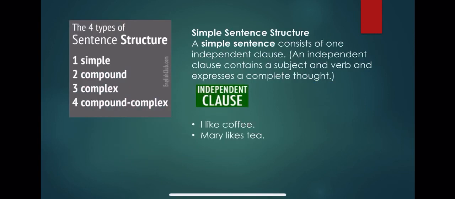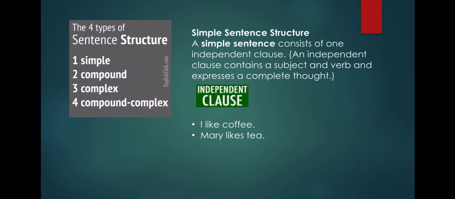The four types of sentence structure. You have simple, compound, complex, and compound-complex. The simple sentence structure: a simple sentence consists of one independent clause, an independent clause which contains a subject, a verb, and expresses a complete thought. So this is the simple sentence. It has only one independent clause which can stand alone.